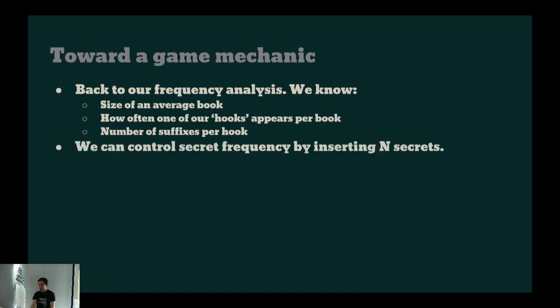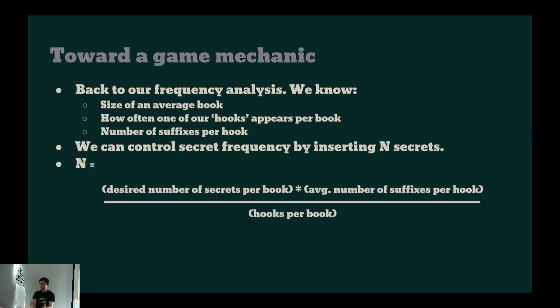By playing with those variables, we can control the frequency that the secrets appear in the book. The math turns out to be the desired number of secrets per book times the average number of suffixes per hook, over the number of hooks per book. For Caves of Qud and the feel I was going for, I decided I wanted a secret on average about every 4 books you peruse. You could also find books in other encounters outside of the library, on book merchants and scattered throughout the world.